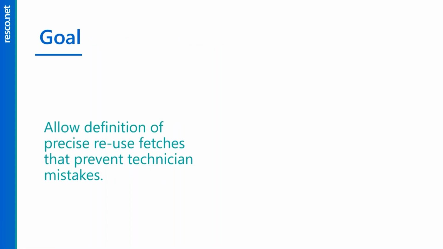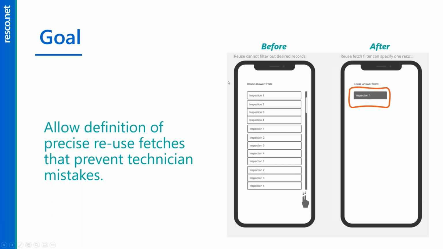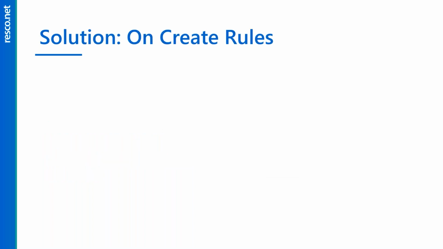So our goal was to allow definition of more precise reuse fetches that prevent technician mistakes and move from the situation on the left, where it is necessary to pick the right record from a list of records, to the situation on the right, where there is a narrowed down list of records that the reuse fetch returns. Maybe only one, exactly the one that I need. And the solution might not be immediately obvious, so let me explain.